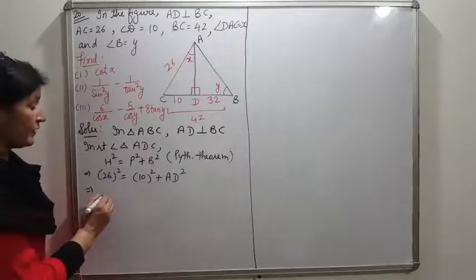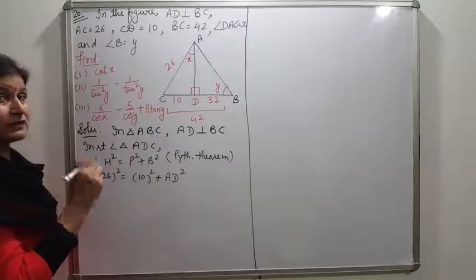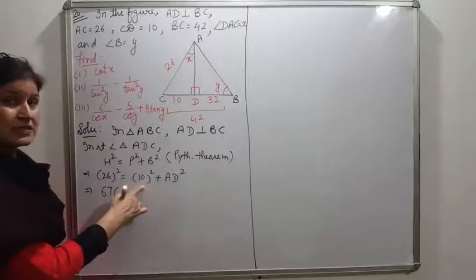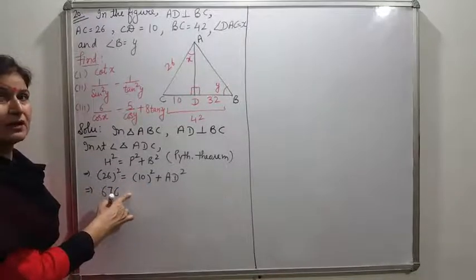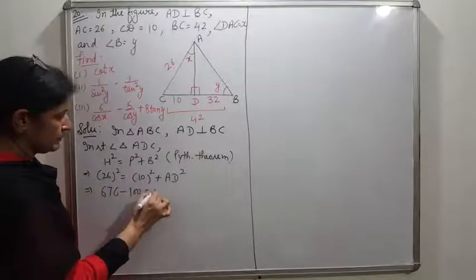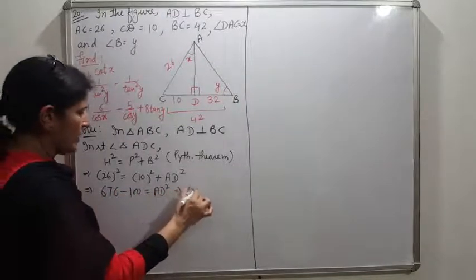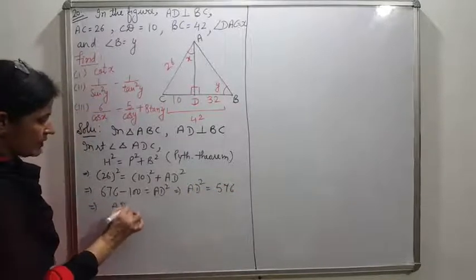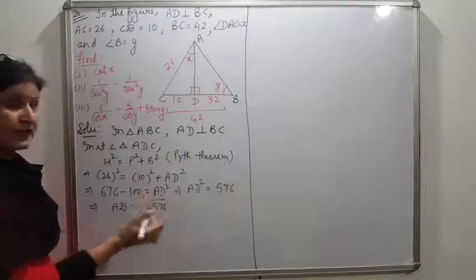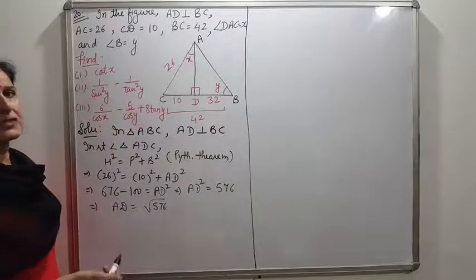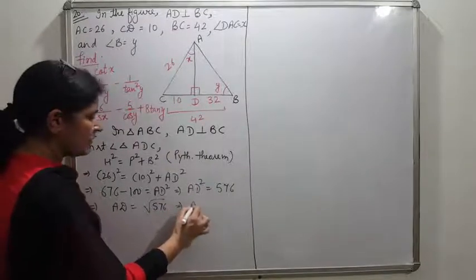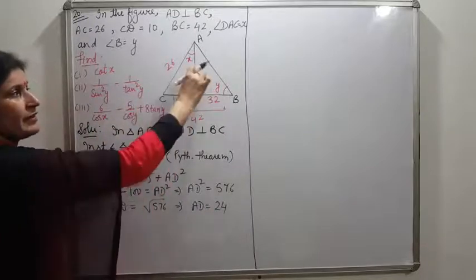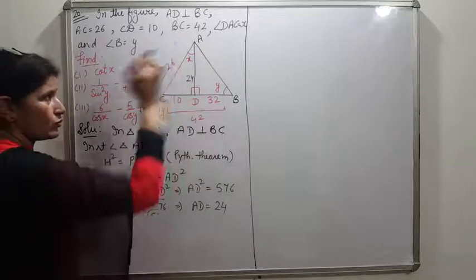26 square, 5 or 6? What will come, 576 or 676? It is 676. 10 square is 100. It is in plus, this side it will come in minus. So AD square is 576. Now AD is square root of 576. You can find prime factors and then calculate, otherwise you need to learn some terms. So AD will come 24. So this is 24. Now we will take another triangle and we calculate this side also.